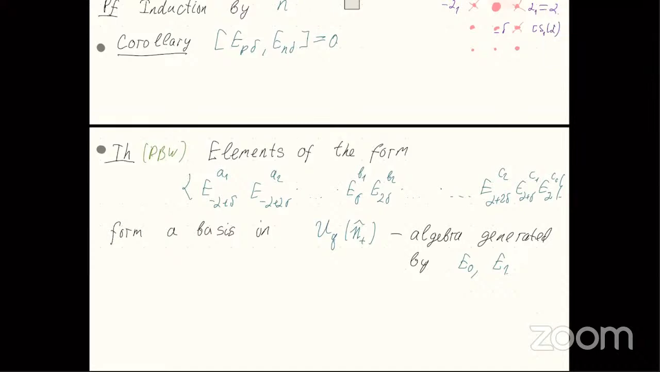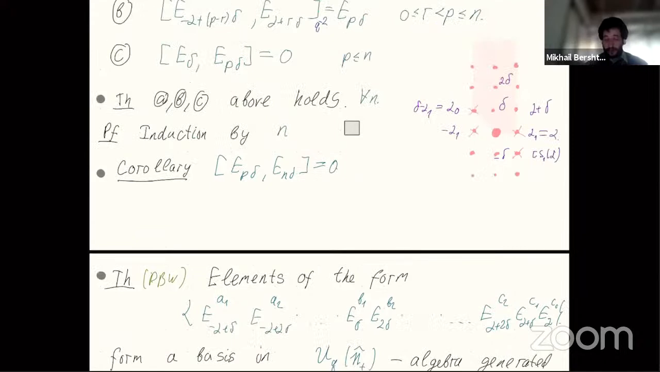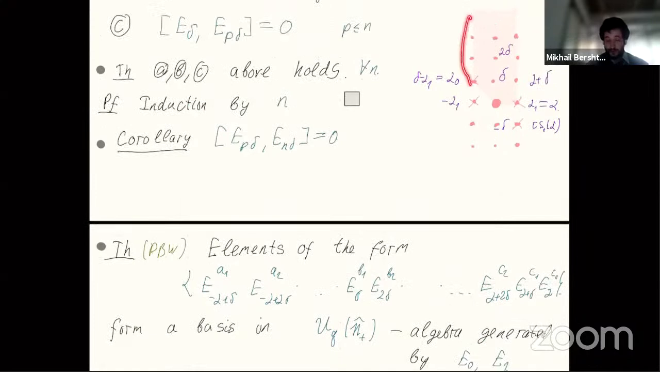So the standard PBW theorem for this algebra means that any element of the universal algebra is a product of the root generators. So first I take a product of the generators on this line, then the imaginary column, then this column. And the order here is always somehow fixed.